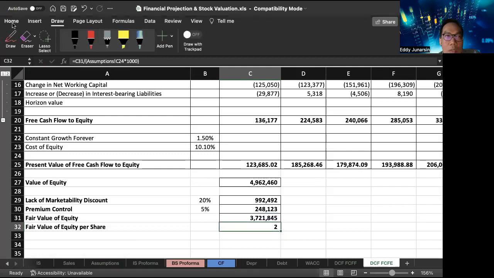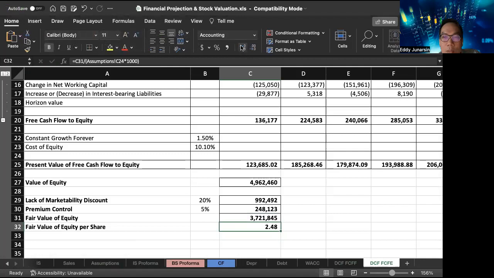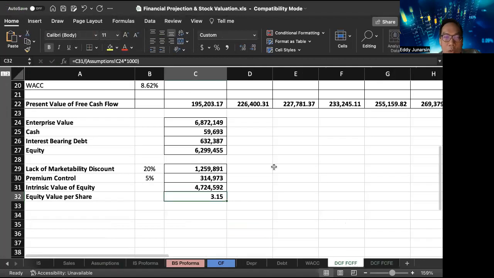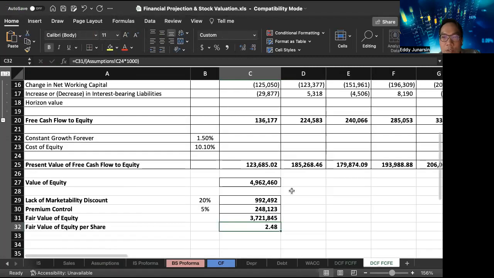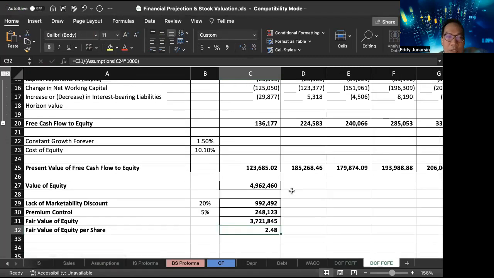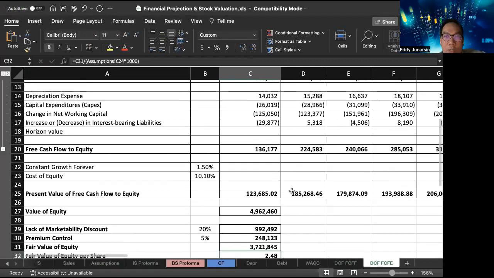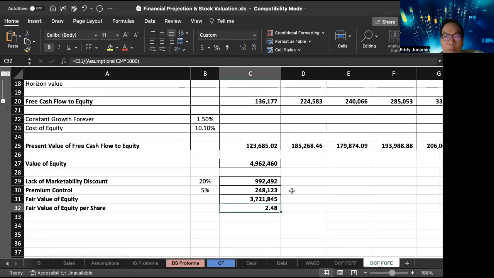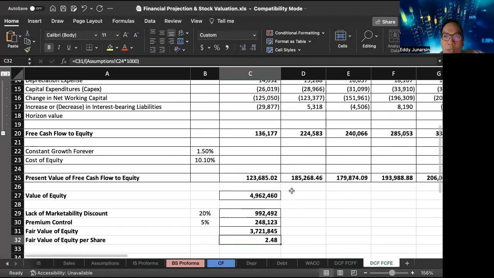Okay. So we got 248 per share, as compared to 315 according to the free cash flow to the firm method. So there's a difference there, right? Different finding, but we just apply the two methods for valuation, right? Free cash flow to the firm and free cash flow to equity holders.